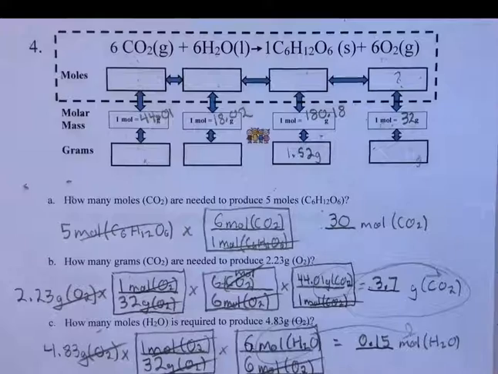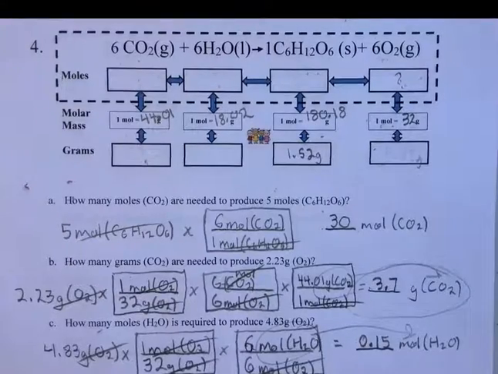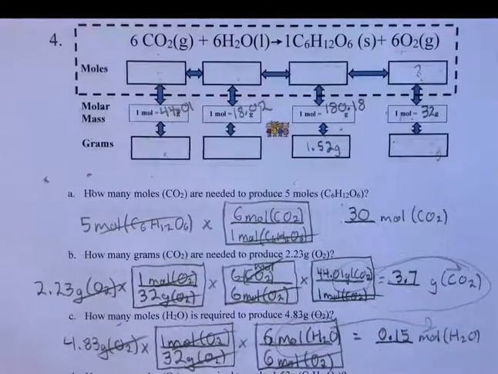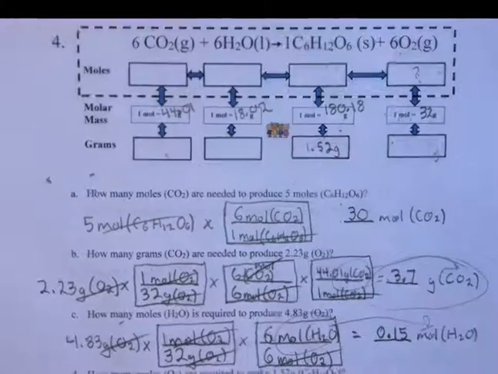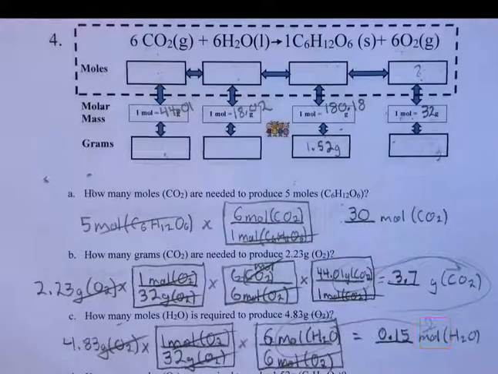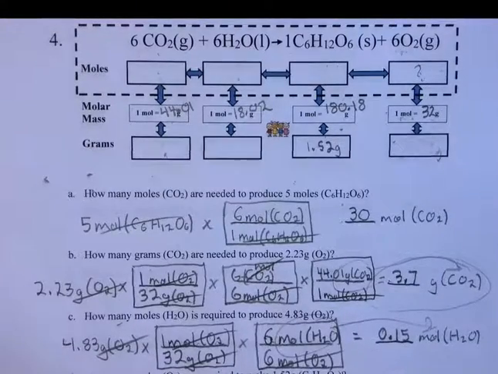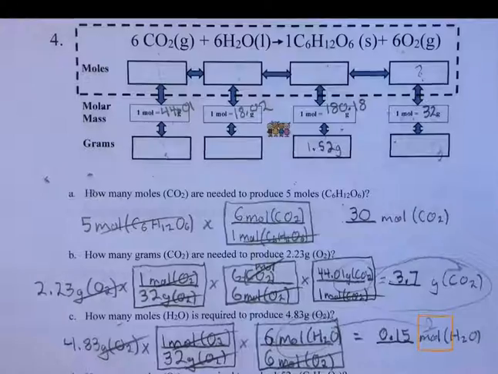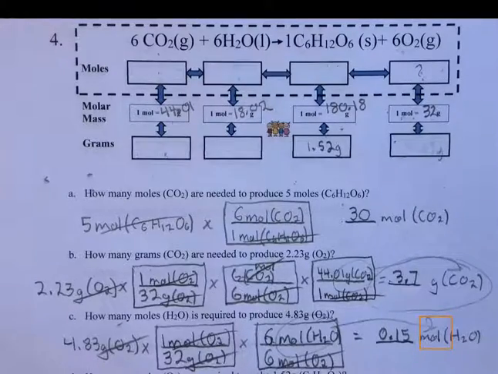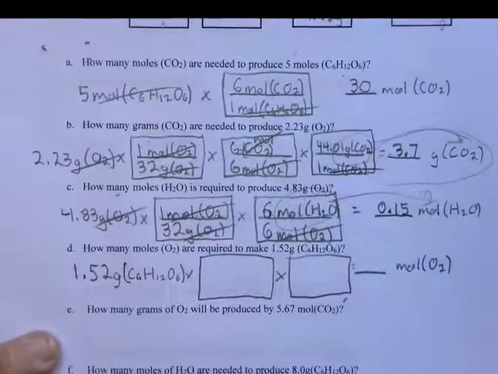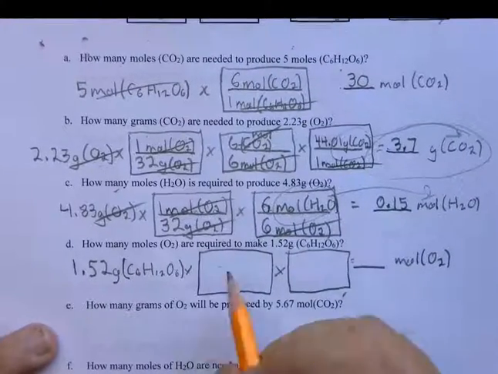So let's write our equation. It's some number of moles of O2. It's going to be two conversions, and we're going to start with 1.52 grams of this, times a box times another box, and that'll get us to our answer. Let me get on screen again here. Okay, so there we go.